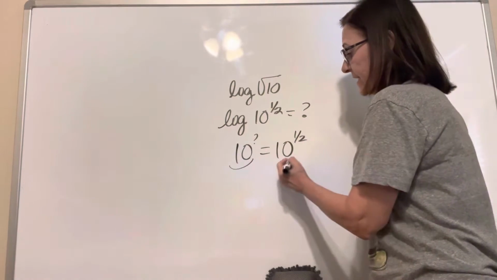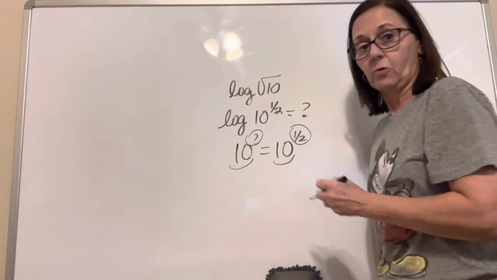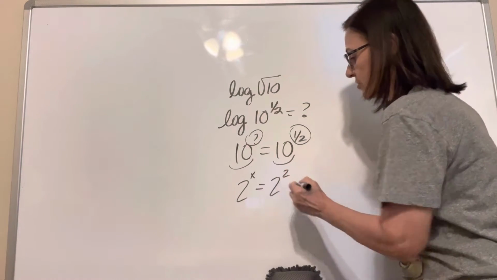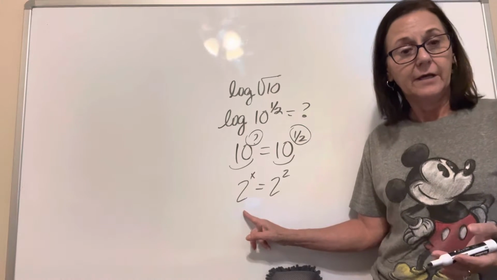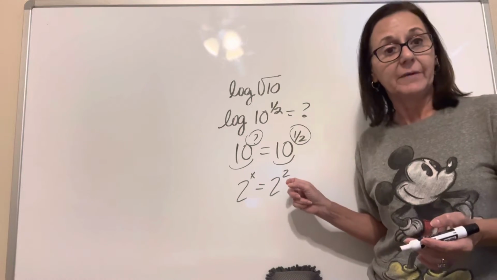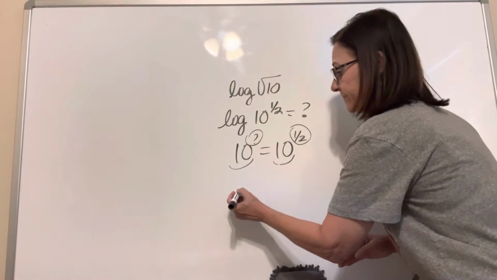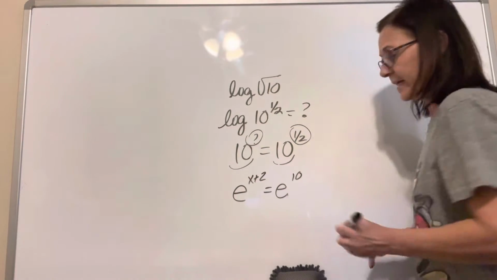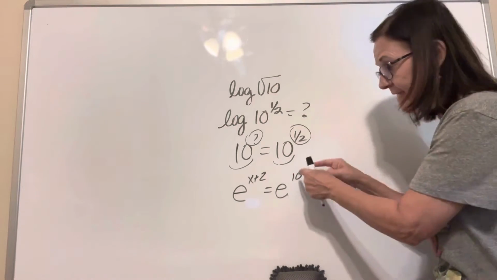Well, when I have the exact same base, my exponents have to be equal. That's like saying 2 to the x equals 2 squared. What does x have to be? Well, it has to be 2 because 4 has to equal 4, right? So always when we have a common base, your exponents have to be equal. So if I write e to the x plus 2 equals e to the 10, well, those exponents have to be equal. This value x plus 2 has to equal 10.